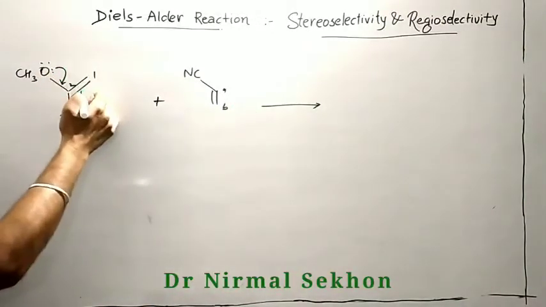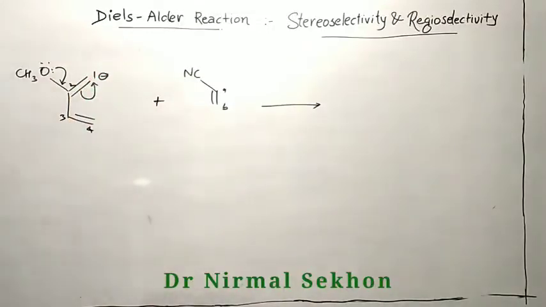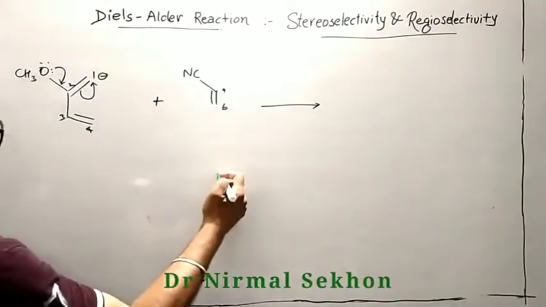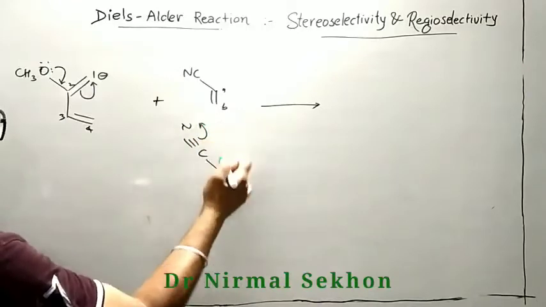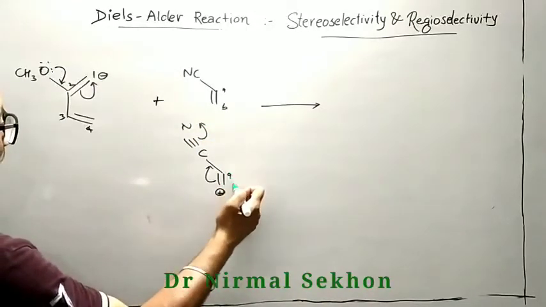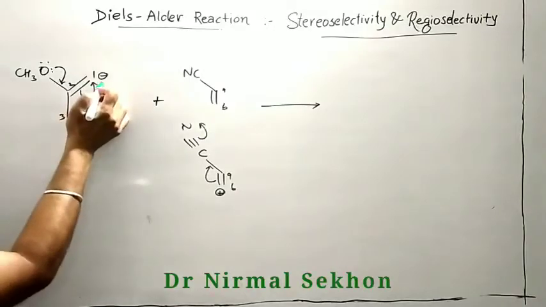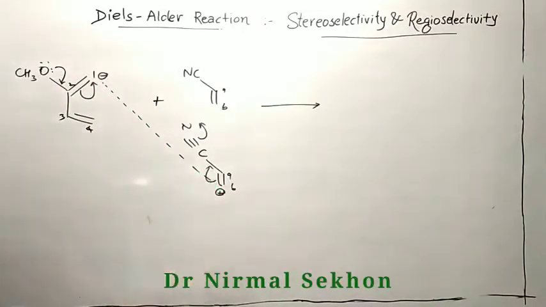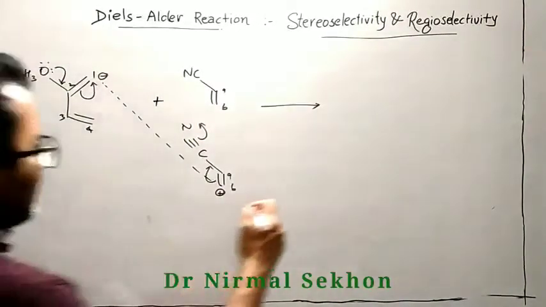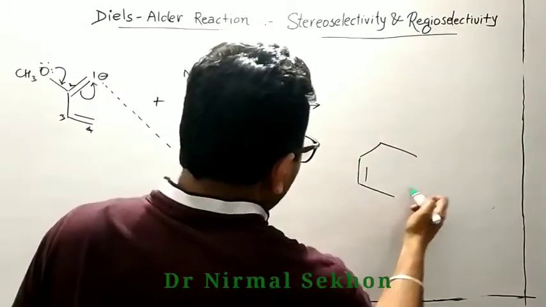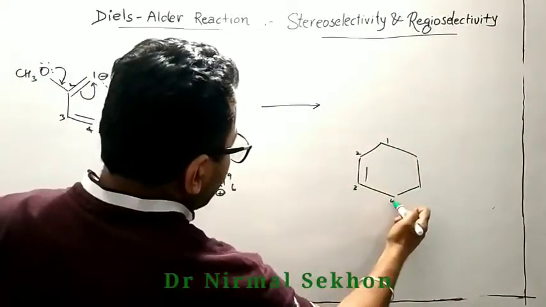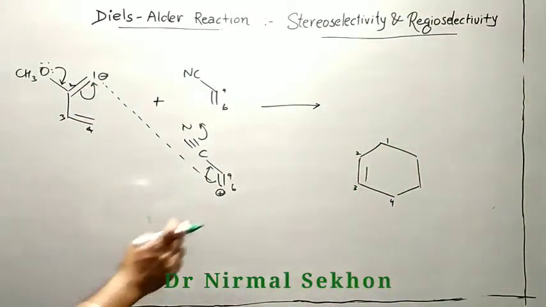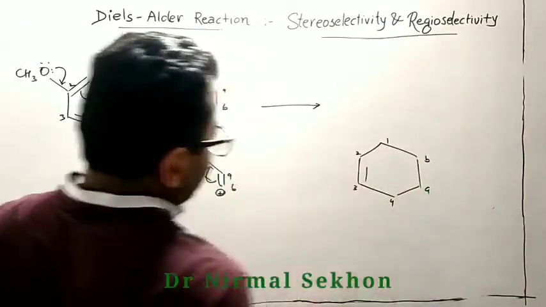This lone pair shifts here and moves here, and 1 has a negative charge. And if you open this structure, you will get a C triple bond N, and it removes electron, so B gets positive. Now in this case, 1 bonds with B. The number 1 carbon of the diene bonds with the B carbon of the dienophile. So if we draw this cyclohexene, and this is 1, 2, 3 and 4, then 1 is attached to B. Now this is B and this is A.